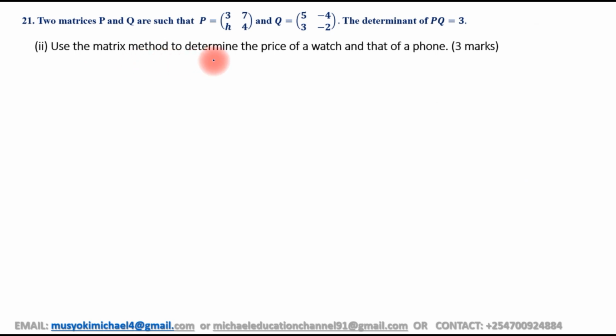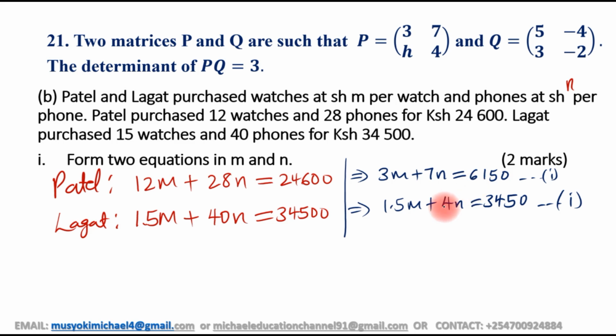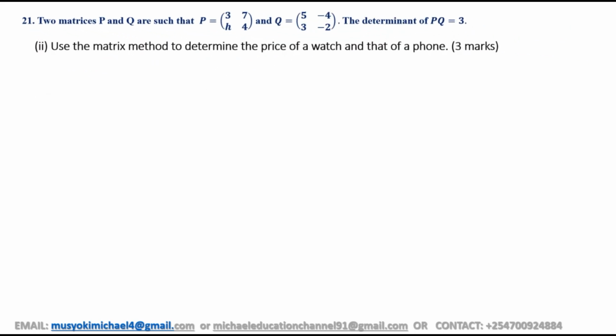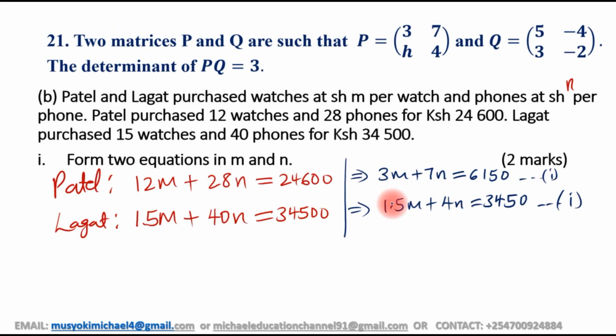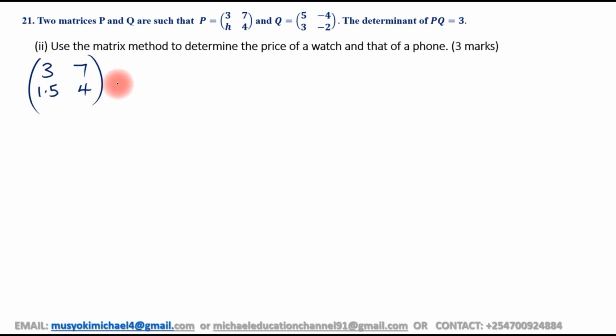Part B, Roman 2, we use the matrix method to determine the price of a watch and that of a phone. From the equations that we have come up with, we are going to rewrite them in matrix form. So the equation will be 3, 7, 1.5, 4, 5, 4. Actually that's what we have here: the coefficient matrix, multiplied by the variable matrix, which is m and n, will be equal to 6150, 3450.